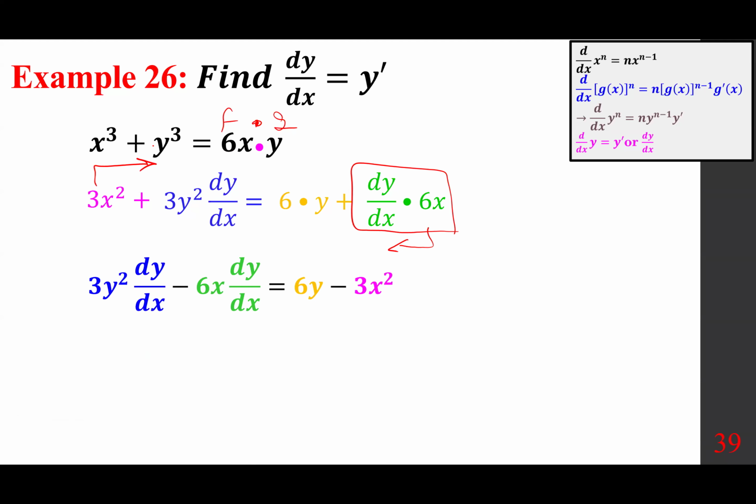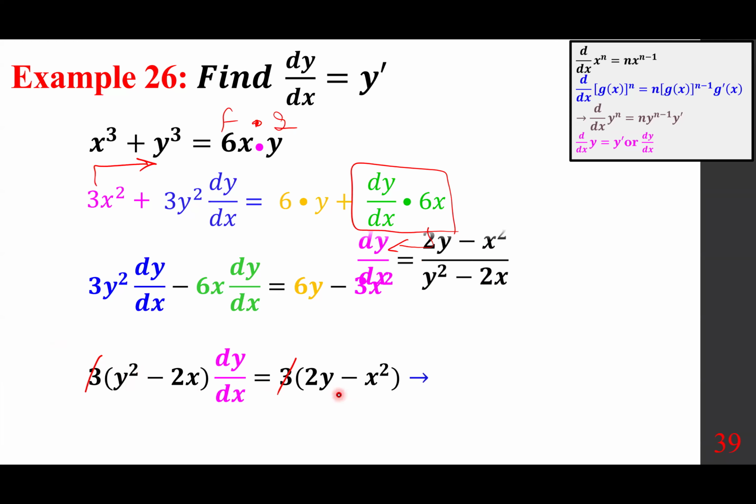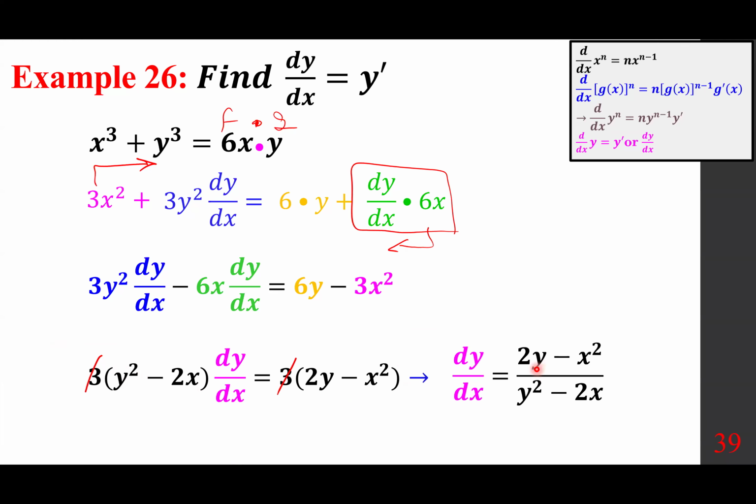We are interested in taking dy/dx out. So we factor dy/dx. And we notice there's a common factor of 3 on both sides. We take out also the 3, so you don't have to move things. Just get rid of the common factor of 3 from both sides. And now all you have to do, put this parentheses under this parentheses. So dy/dx or y prime is 2y minus x squared, the right side, over the coefficient of dy/dx, y squared minus 2x, and we are done.